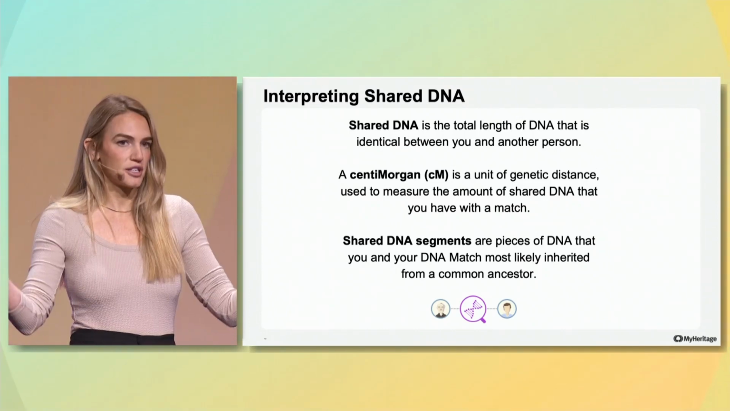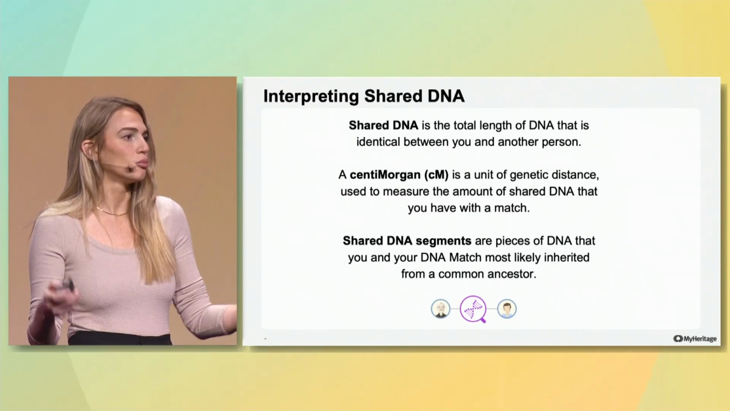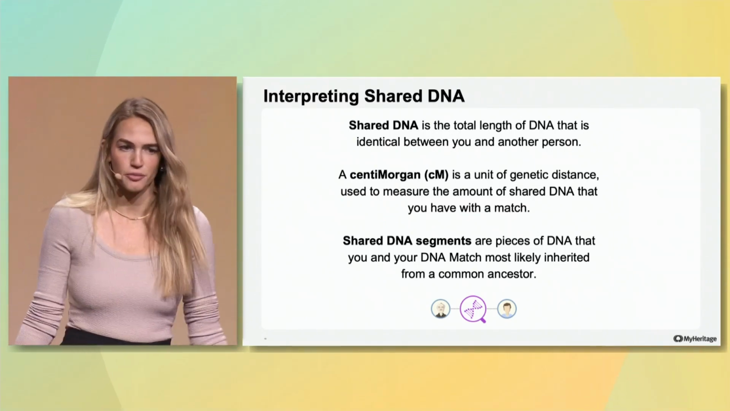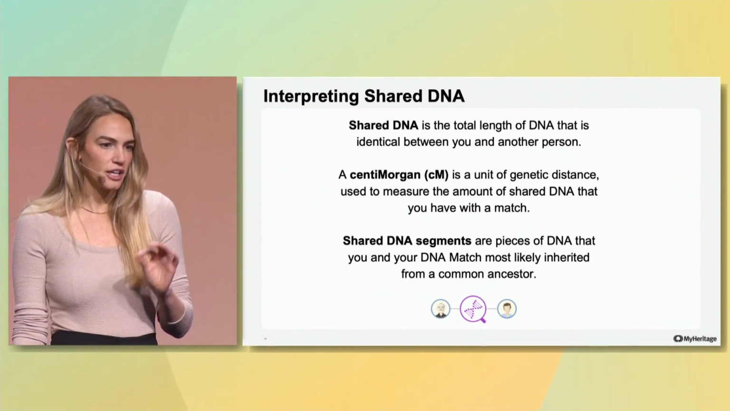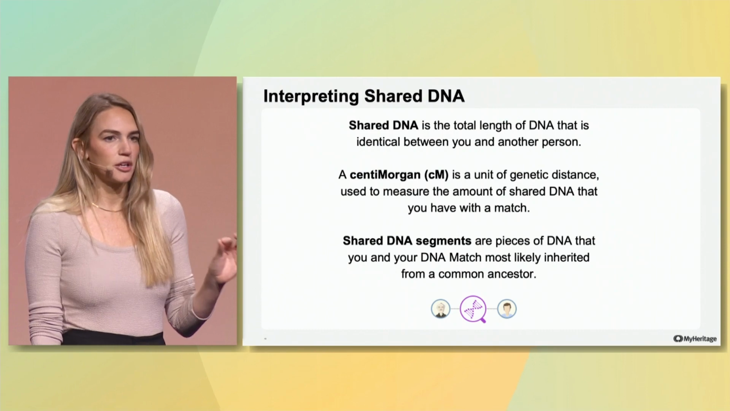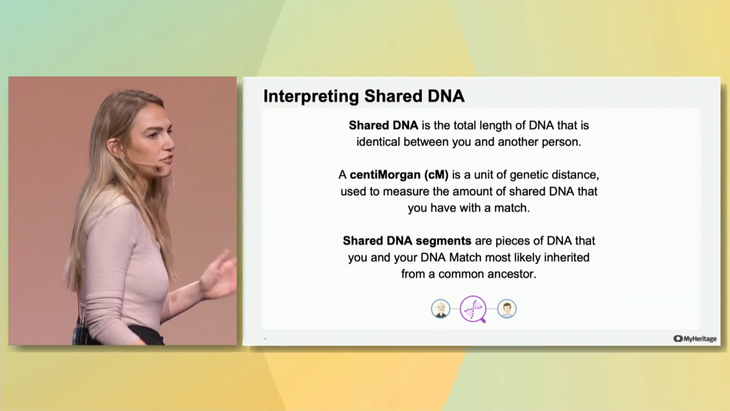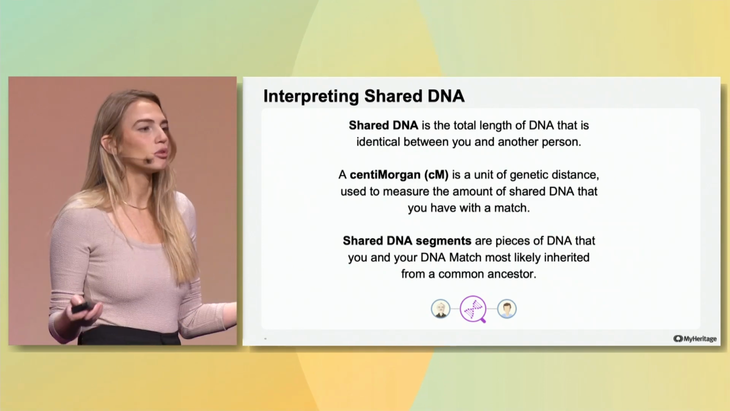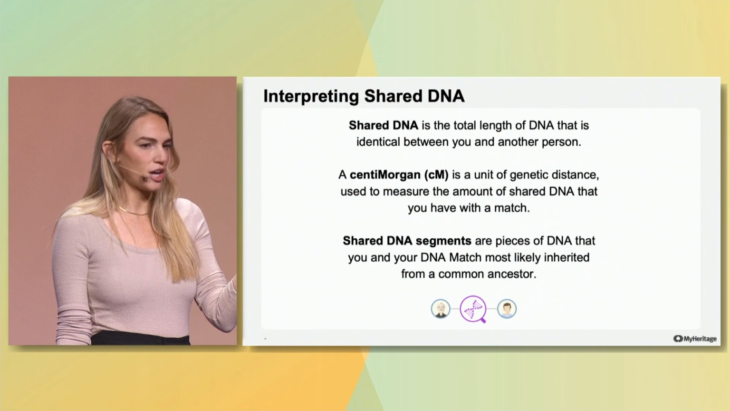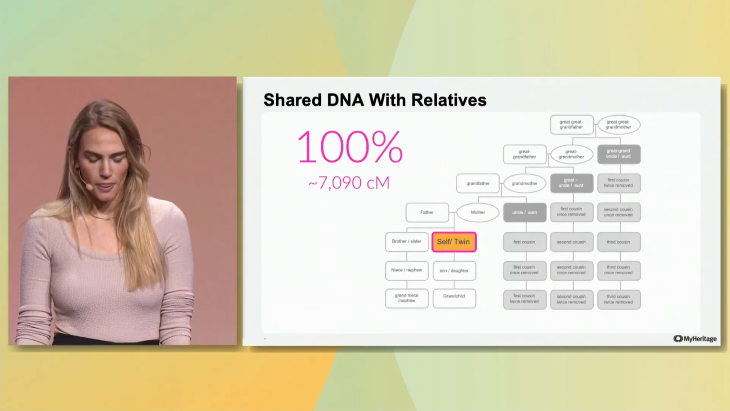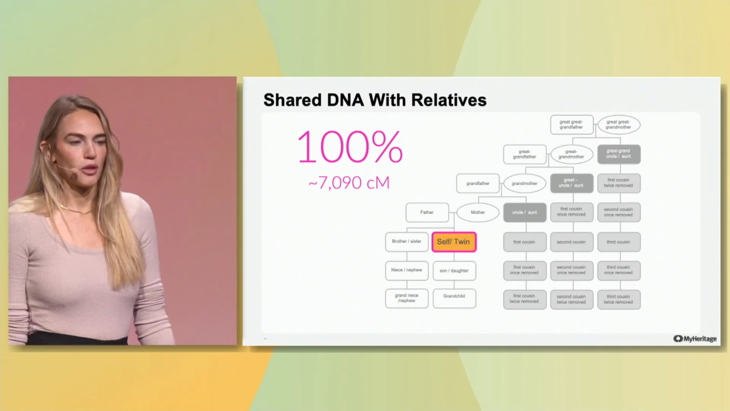So the more centimorgans that you have in common with a person, the more DNA you share, the closer you are. And I will show that in a second. Now, shared DNA segments are pieces of the DNA that you and your DNA match most likely inherited from a common ancestor. So we have the shared DNA, we measure it with centimorgan, and these segments are the clues to our common ancestor. So from DNA to relations.